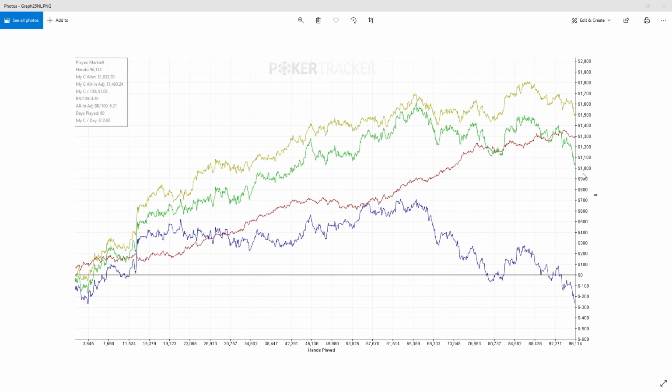Over this 100,000 hands, he's been winning at an adjusted win rate of 6.21 BB per 100, and an overall dollar win rate of 4.3 BB per 100. Does it have the variance here? No. So, yeah, Mark, this graph looks really nice, right?